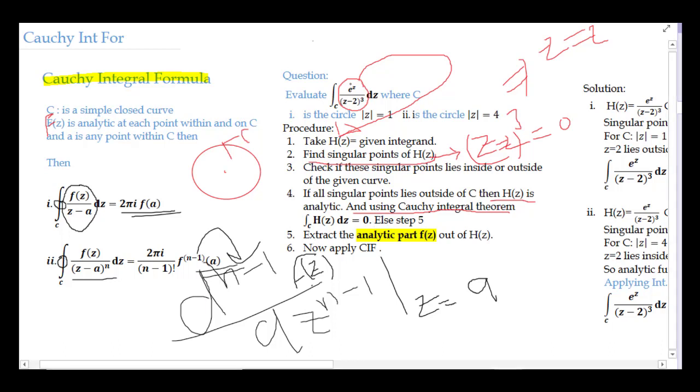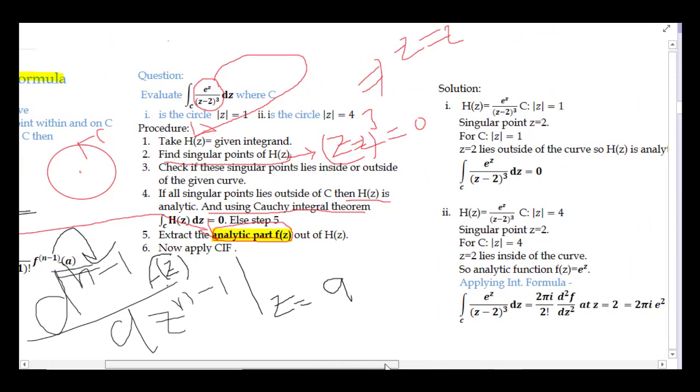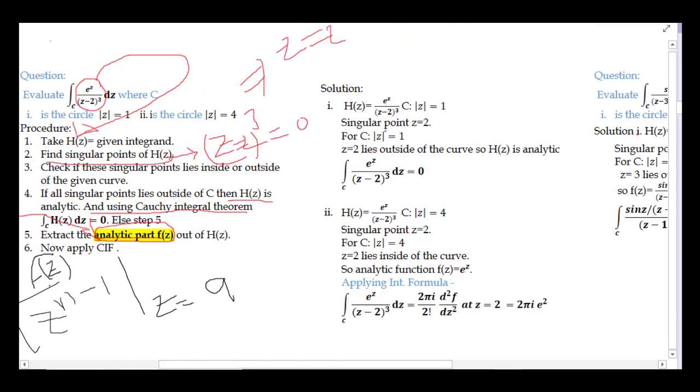Now we will try to extract the analytic part from H(z), and that analytic part will be known as f(z). Once f(z) is known, I will write it either in the form f(z) upon z minus a, or f(z) upon (z minus a) raised to the power n dz. But you need to remember that f(z) is the analytic part. Whatever is analytic for that particular curve will be treated as f(z). Now we will solve this question. Definitely we will understand with the help of this question.